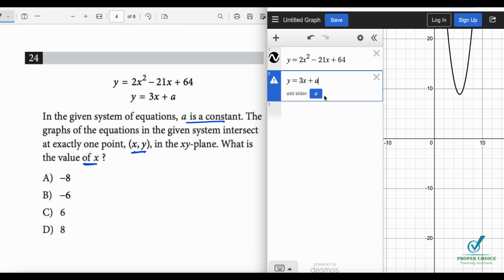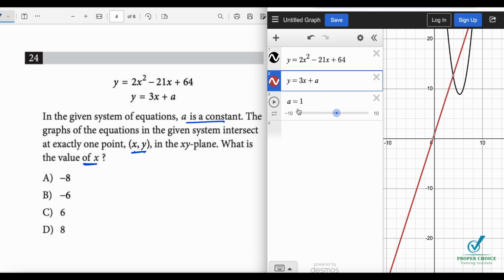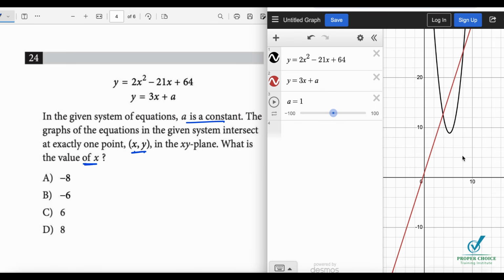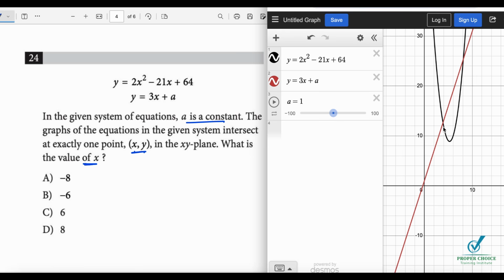As we don't know the value of a, we have to add a slider for it. You can add a slider for the range. Generally, for a constant I take a range from minus 100 to plus 100, with a step size of 0.1, or you can also say 0.01 or 0.1, regardless. Now you have to change the value of a in a way that the graph and the line which has been plotted intersect each other at only one point. Now just keep doing that.